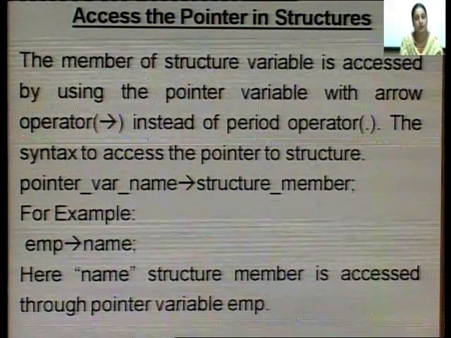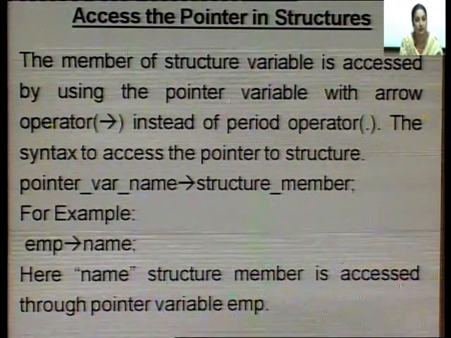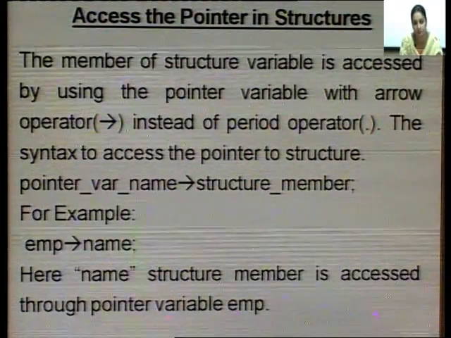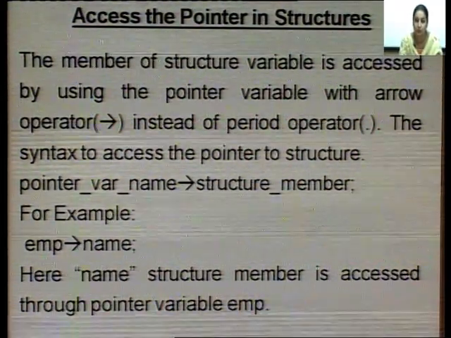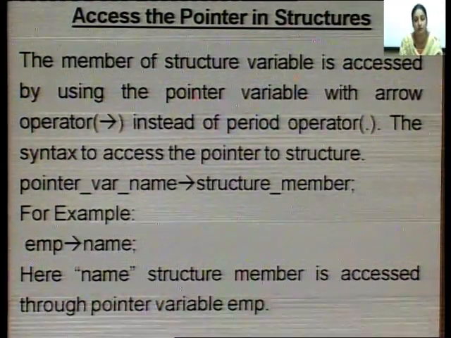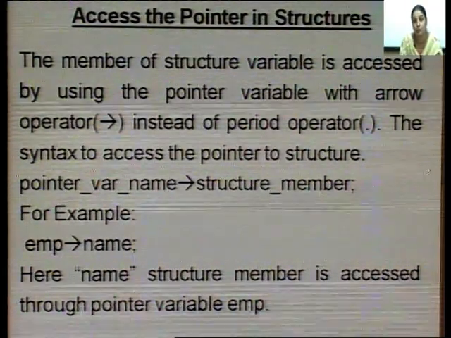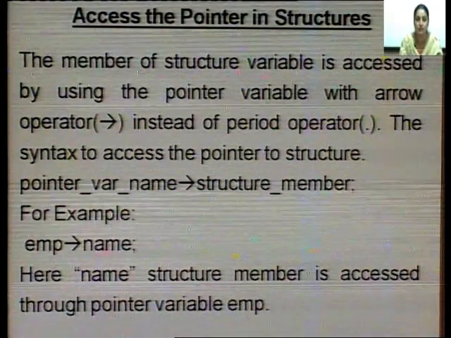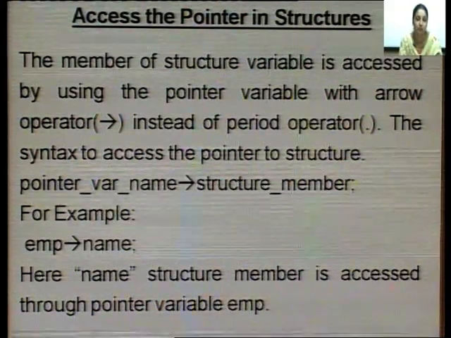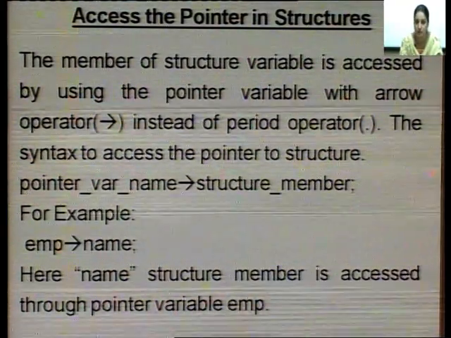Now, to access pointers in the structure: the member of the structure variable is accessed by using a pointer variable with the arrow operator. I use the pointer variable with the arrow operator instead of the period operator. Without using the dot, I use the arrow operator to access the pointers in the structure. The syntax to access the pointers to the structure is: pointer variable name, then the arrow operator, and after that the structure member.